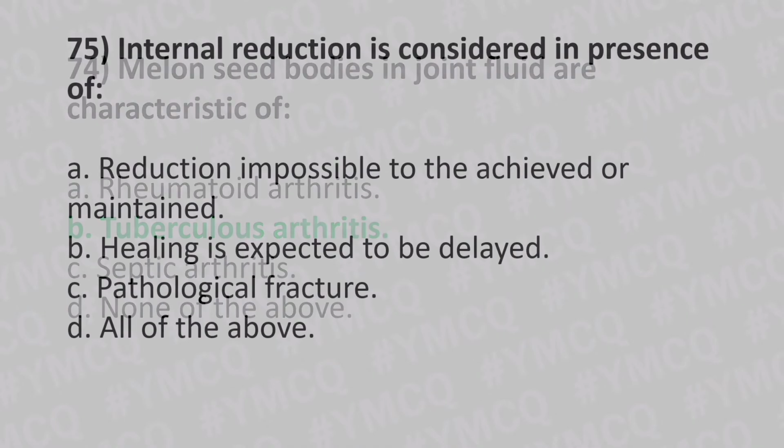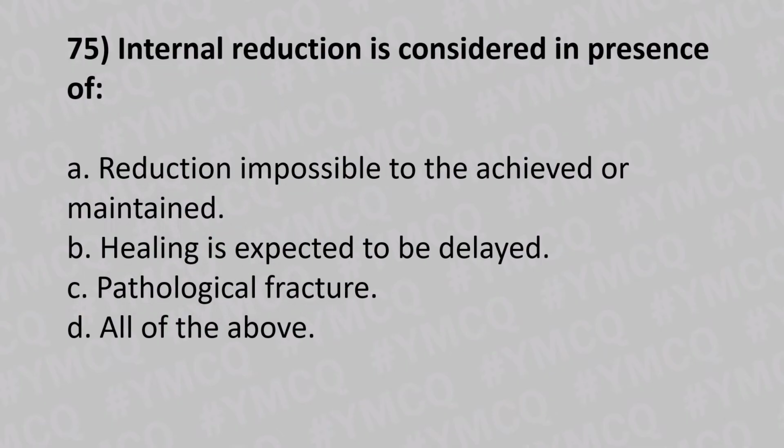Moving to our 75th question, internal fixation is considered in the presence of option A reduction impossible to be achieved or maintained, option B healing is expected to be delayed, option C pathological fracture, option D all of the above. And the answer is option D, all of the above.